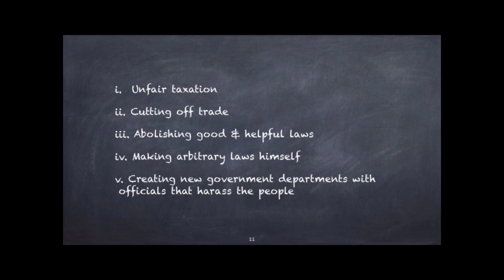But what principles are they violating with number 4, making arbitrary laws himself? That's in the Petition of Rights. Okay, that's one. And the English Bill of Rights. Bill of Rights, yes. English Bill of Rights, and Latin Rights. Yes. Those 3. How about number 5? Creating new government departments with officials that harass the people.